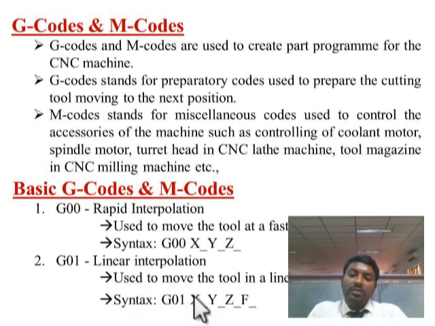This G01 code will be followed by the axis position, and after the axis position we have to give the feed rate. That means the tool will be moving at a given feed rate, so we have to mention the feed rate. Based on that feed rate, the tool will move when we use the G01 code. So here we have to mention the axis position and feed rate.